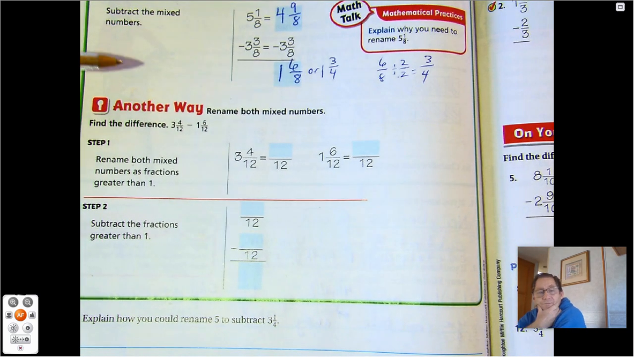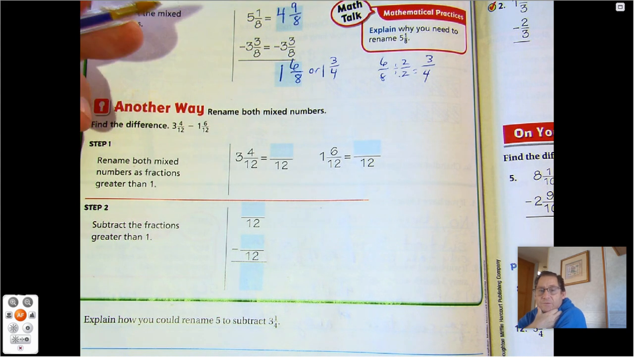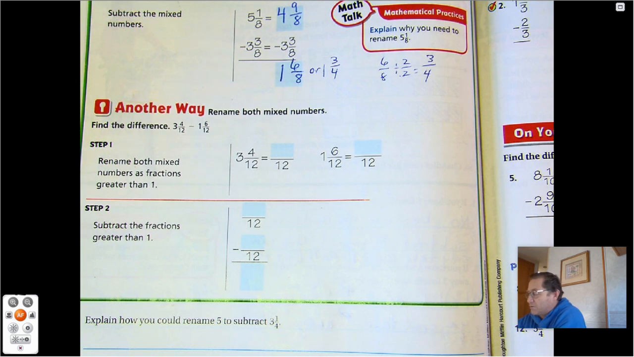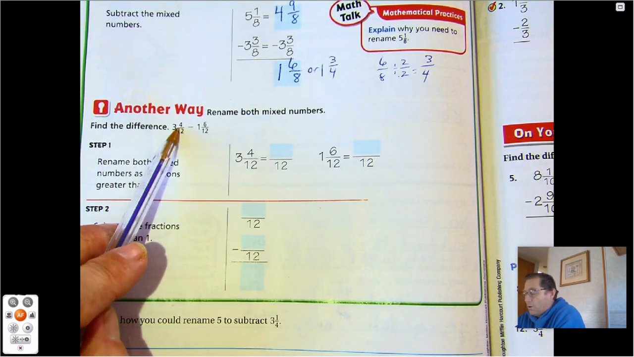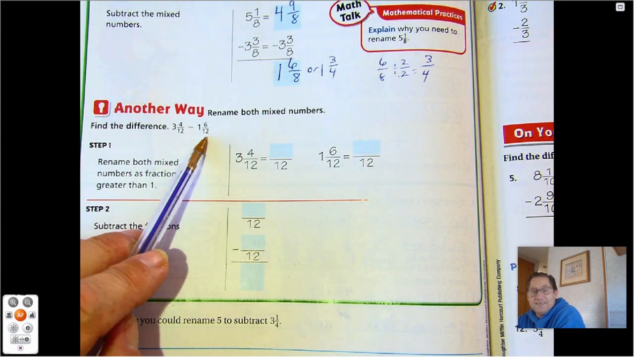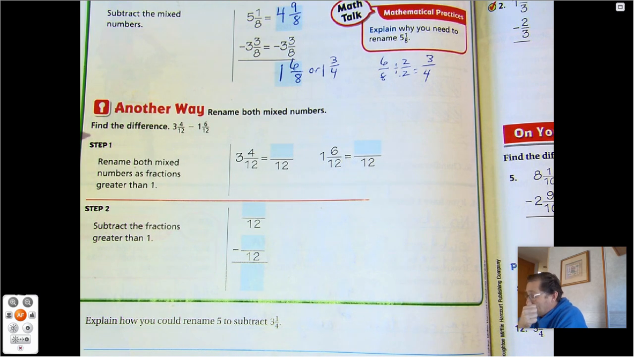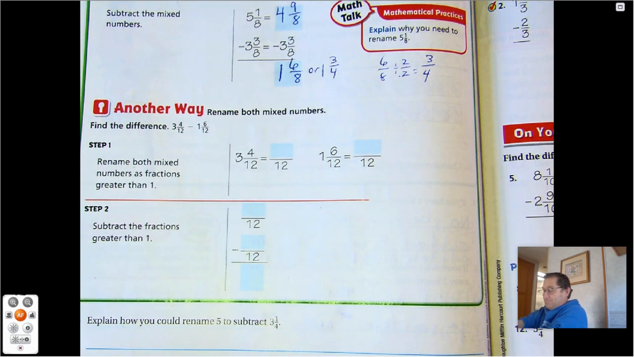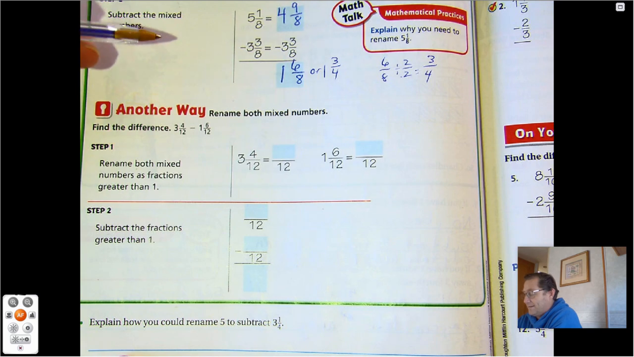All right, so how can we rename 3 and 4/12? And how can we rename 1 and 6/12? Well, first, why do we even need to rename them? Because right now it's saying 4/12 take away 6/12. Well, I can't take 6 from 4. So I have to make the 4/12 bigger in some way. Okay, so I can rename both mixed numbers as fractions greater than 1.